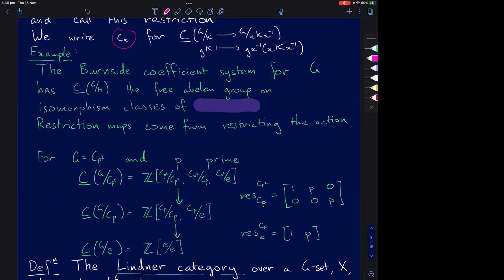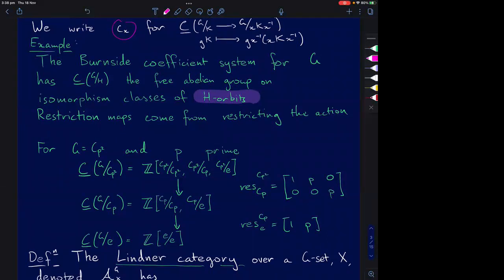Anyway, on a given orbit G mod H, the Burnside coefficient system takes the value of free abelian groups on isomorphism classes of H orbits. And restriction maps just come from restricting the action. So you start with, say in the example I've written down here, a CP squared set, and then you only remember the action of the CP subgroup in that group. And so this is an example of such a thing. A diagram like this is called a Lewis diagram. In this case, there aren't any conjugation actions, but when there are, they're included like this.